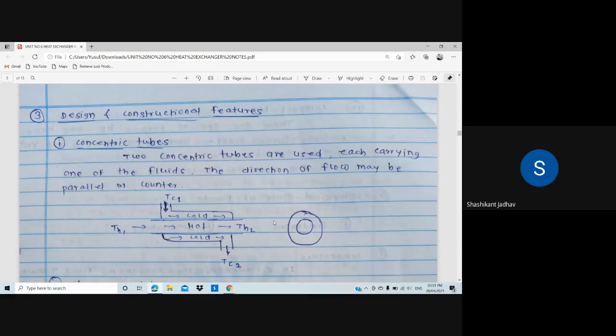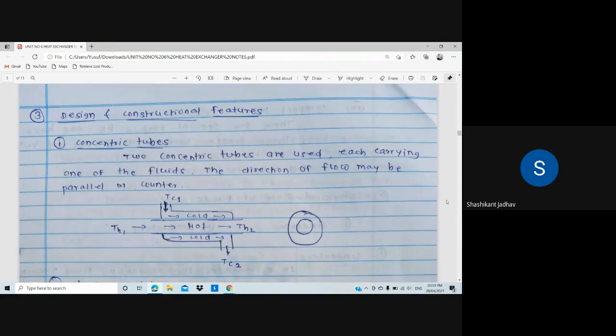Okay, so all of you draw the diagram. Concentric tube type of heat exchanger. That type of heat exchanger is nothing but concentric tube type of heat exchanger. Okay, so this is the first type according to the design and constructional features: concentric tube type of heat exchanger.